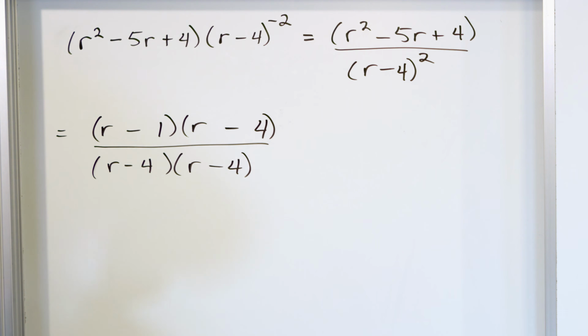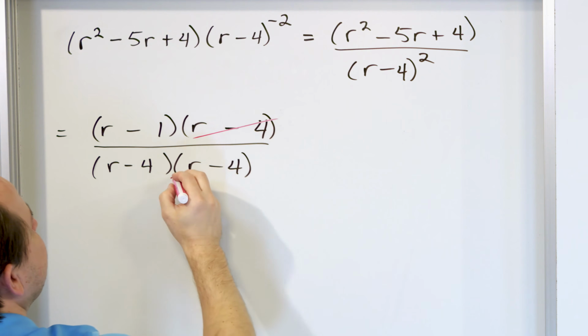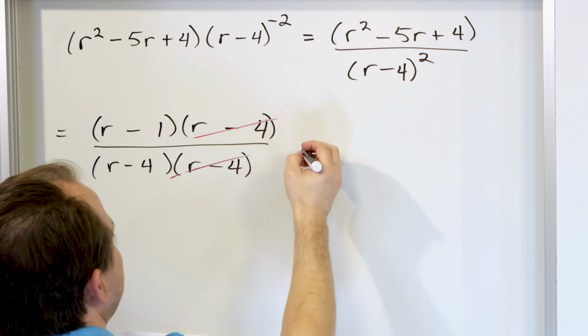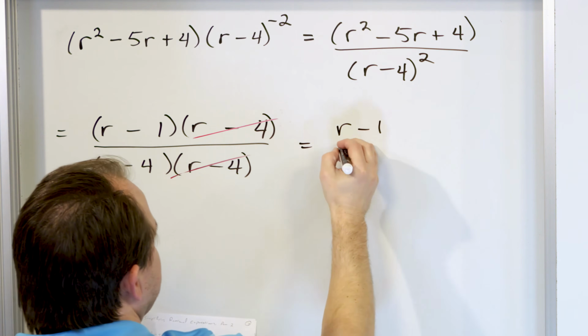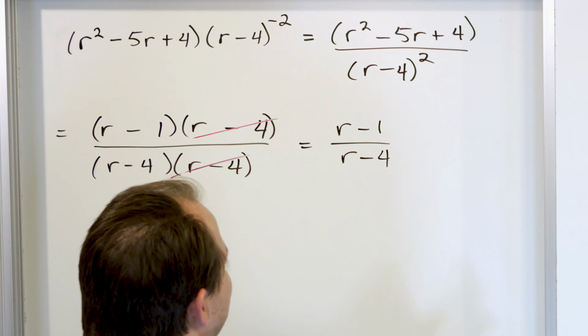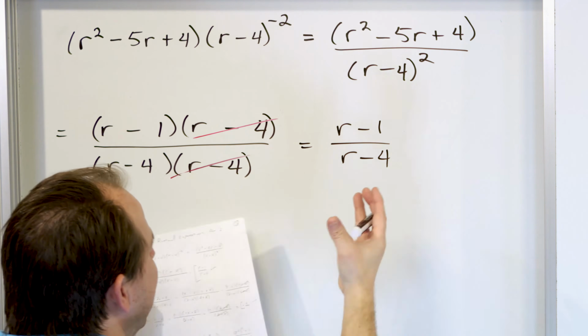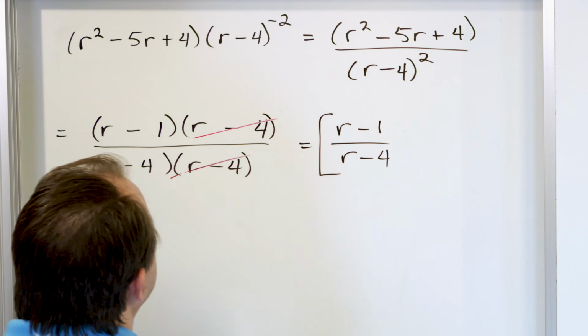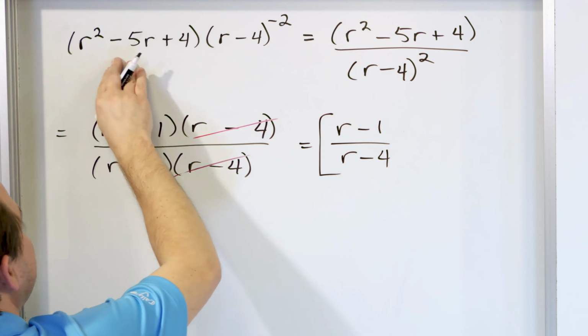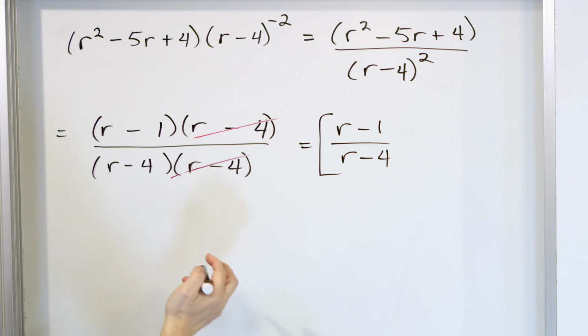Now you can see right away that I have a common term, r minus 4, in the top and in the bottom, so I can strike through that and basically just write the final answer as r minus 1 over r minus 4. There's nothing else I can do. I can't factor, I can't manipulate it any way to cancel anything, so this is now the final answer. And even though it doesn't look like it, this expression is exactly the same as the original one we have here. They look different, but it is exactly the same.